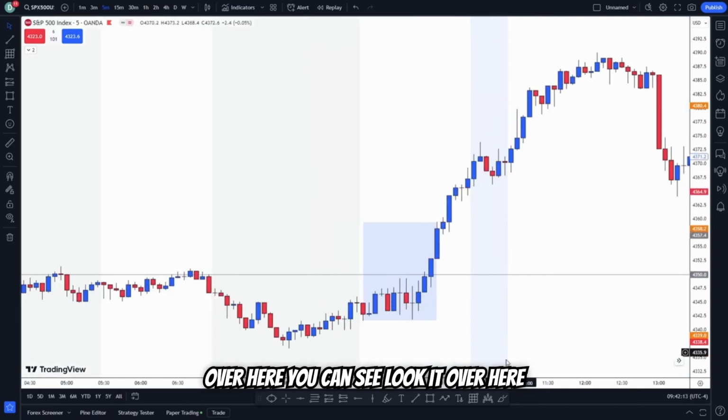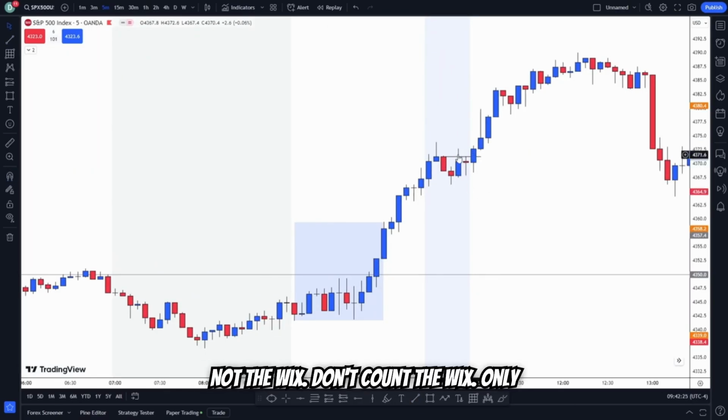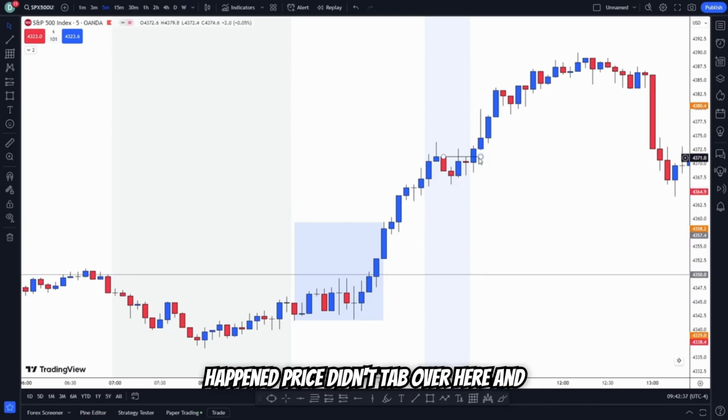So what happened over here, look at it closely. The market gave a down close candle, and then this candle over here broke the high of this candle's body. Am I correct? Not the wicks. Don't count the wicks. Only look at the body, because the body is the real price. So it broke over here, and I placed my limit over here, and my stop loss was below this. Okay, but what happened? Price didn't tap over here, and then it kept on going up.